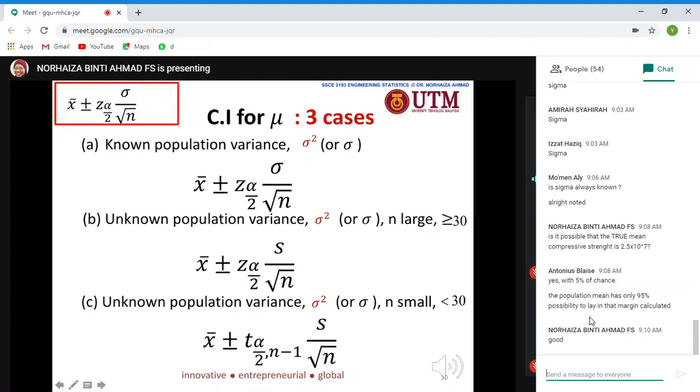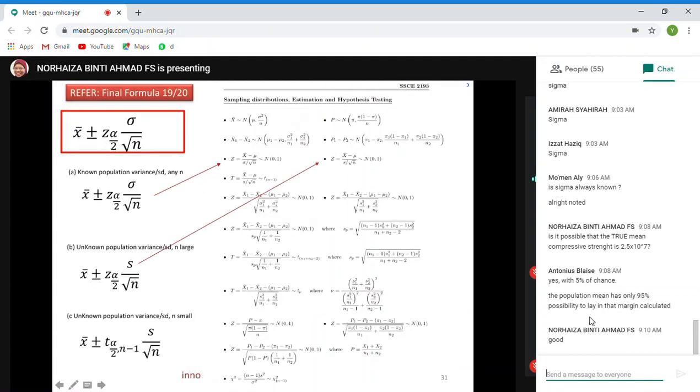So you don't really have to remember all these formulas. It's sufficient for you to remember the basic formula and adjust it according to your situation. For example, if you do not know your sigma, just replace it with S, and then check whether your sample size is large or small. If it's large, you use Z, otherwise you use a t distribution. Why do you use Z and t? Because you know that a Z distribution, if you remember.